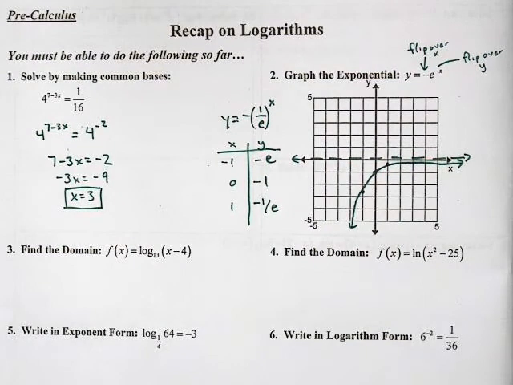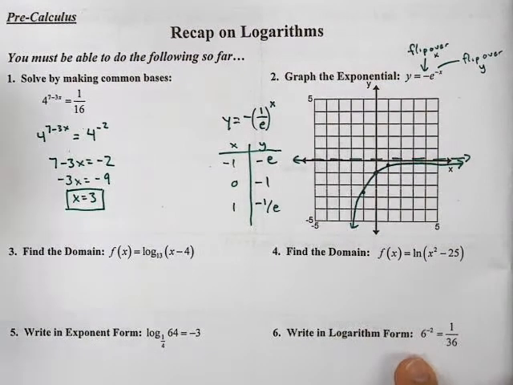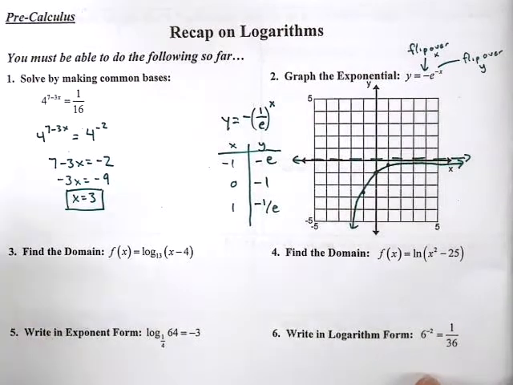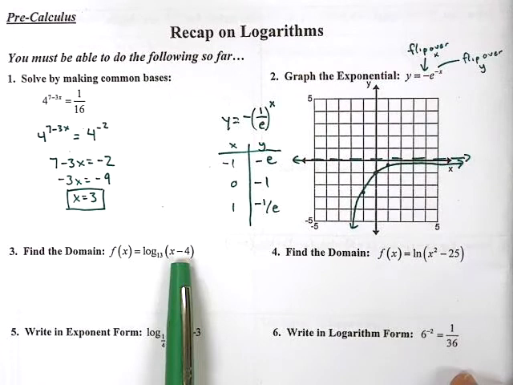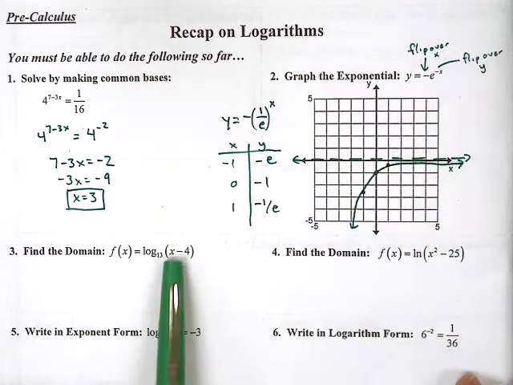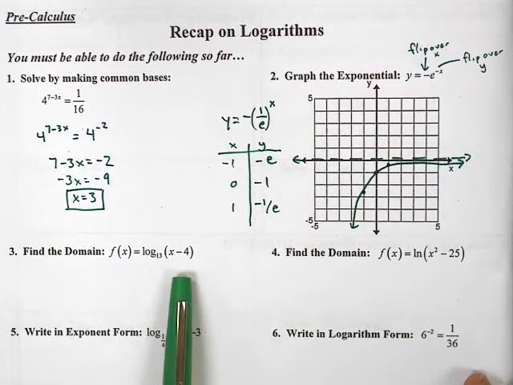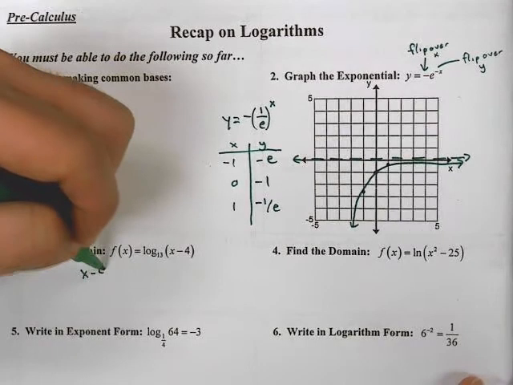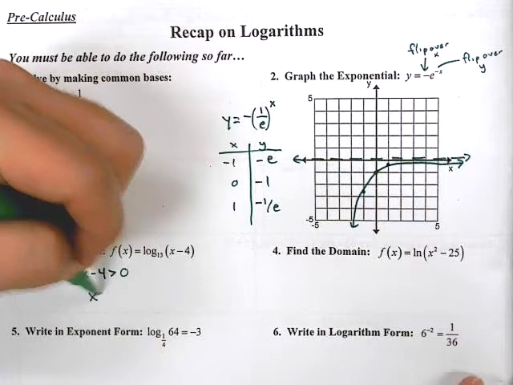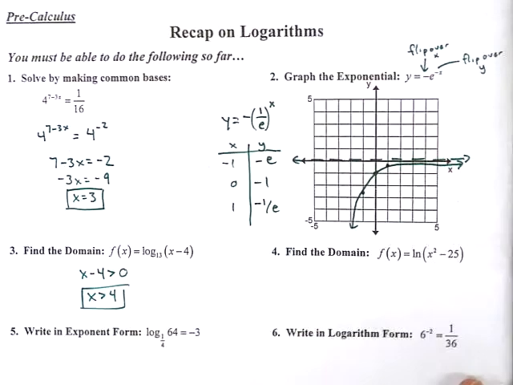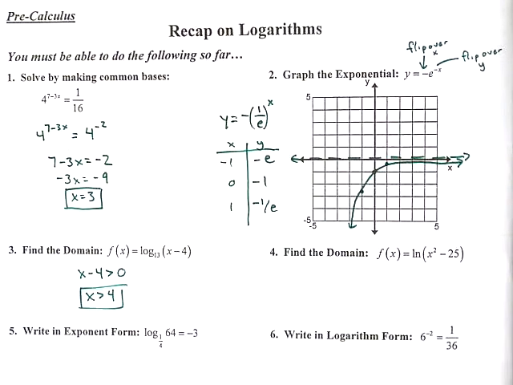Okay, 3, finding the domain. Remember, do not worry about anything but the argument of the log. The argument is right here. It's what we're taking the log of, and I know that whatever we're taking the log of must be greater than 0. So x minus 4 must be greater than 0. x is greater than 4. Nice and easy. Let's do one more that's a little more challenging.